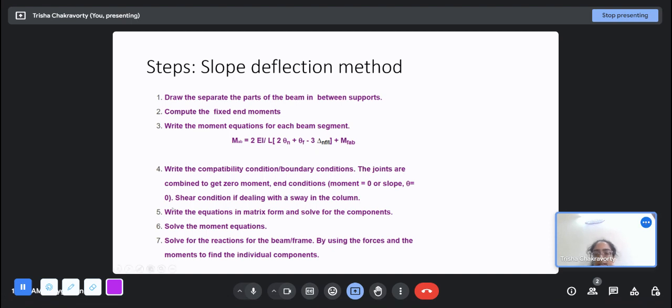This is the format. Then we write the compatibility condition or boundary conditions, and the joints are combined to get zero moments and end conditions. I mean, moment equal to zero or slope equal to zero. That is basically why in the previous approach we were taking the redundants as unknowns. Here we take the joint displacements or rotations as unknowns. Then we write the equations in a matrix form and solve for the components.